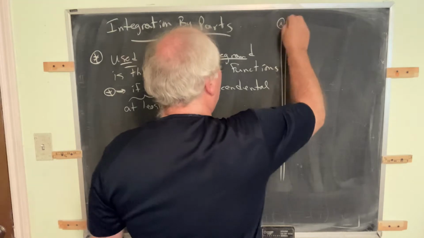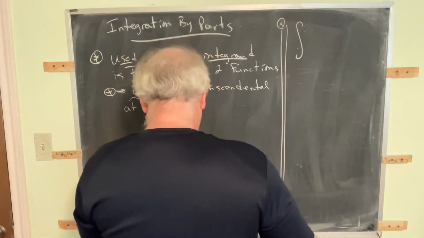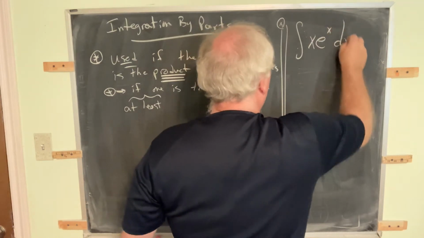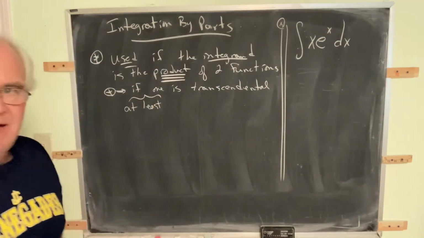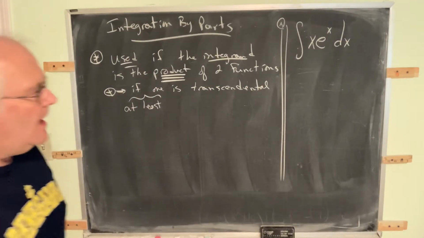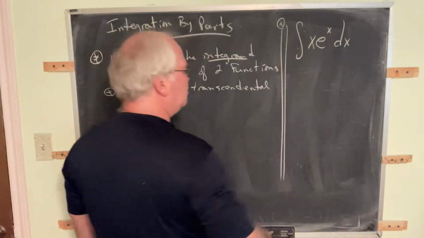So, one, we might have x times e to the x. This is the standard that everyone begins with. Probably every calculus class in the world goes through this example on integration by parts. This is the product of a polynomial and a transcendental function.